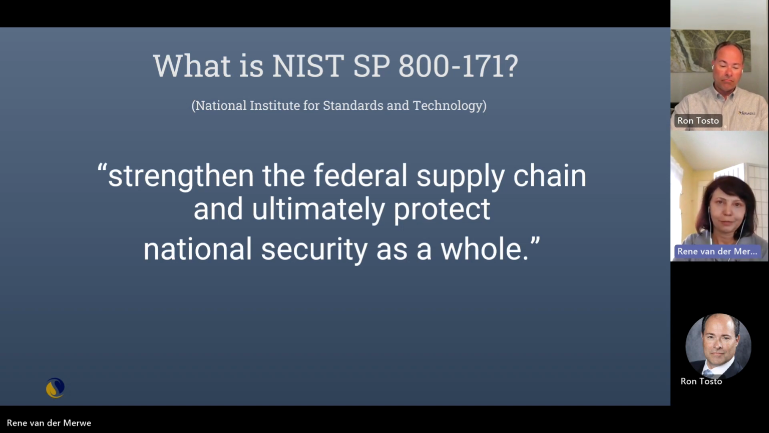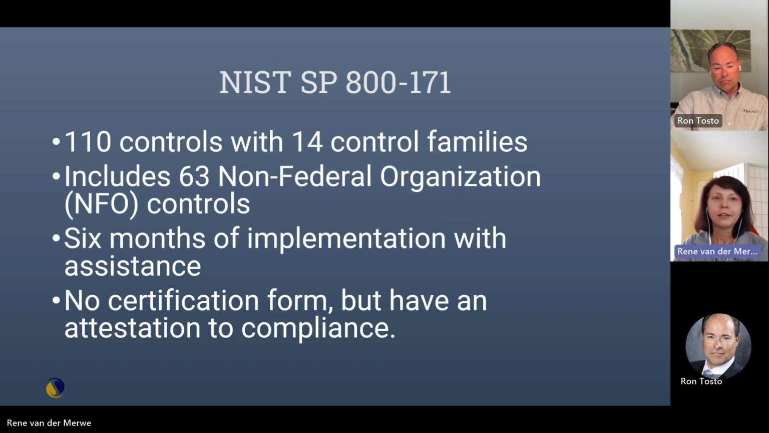First published in 2015, the goal is to strengthen the federal supply chain and ultimately protect national security as a whole. It was originally developed to provide guidance to the DFARS clause, the Defense Federal Acquisition Regulation Supplement, the original cybersecurity requirements from the DoD. The 800-171, as it's known, is made up of 110 controls divided into 14 control families, and it takes around 6 months to implement with third-party assistance.